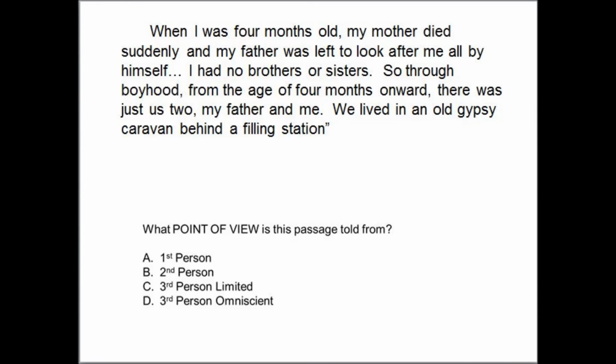Here's another. When I was 4 months old, my mother died suddenly, and my father was left to look after me all by himself. I had no brothers or sisters. So through boyhood, from the age of 4 months onward, there was just us two, my father and me. We lived in an old gypsy caravan behind a filling station. Is this A, first person, B, second person, C, third person limited, or D, third person omniscient?